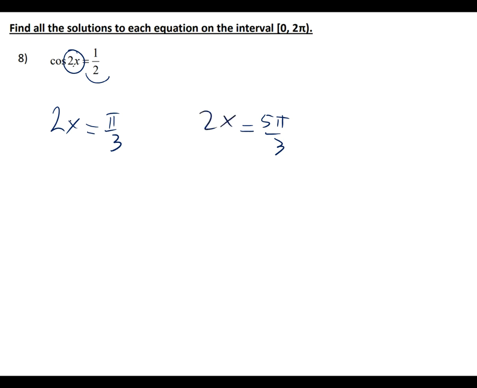How do we move the 2's? Divide, or multiply by the reciprocals, is probably the better way to go. So we get pi over what? 6, and then 5 pi over 6 is our 2x. Alright, you've got 3 left. Let's do 1c. We haven't done that yet.